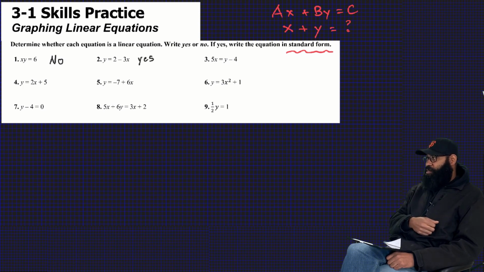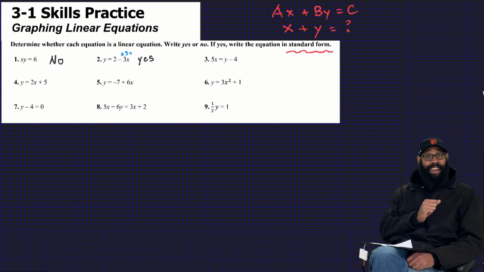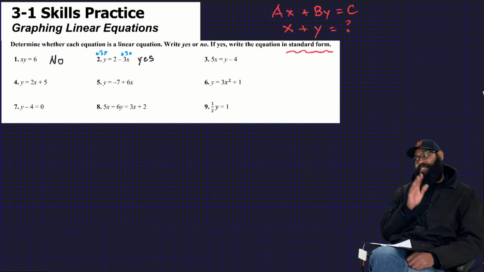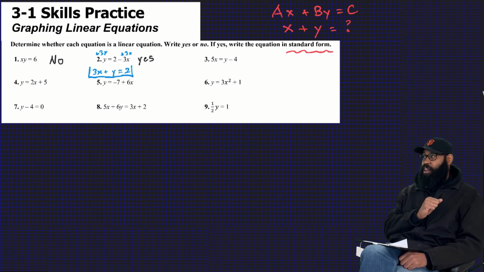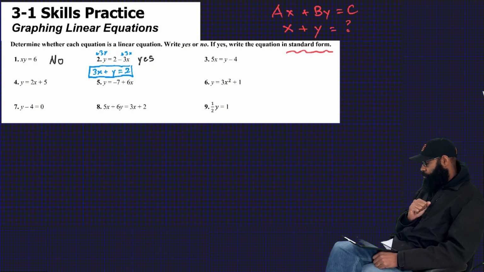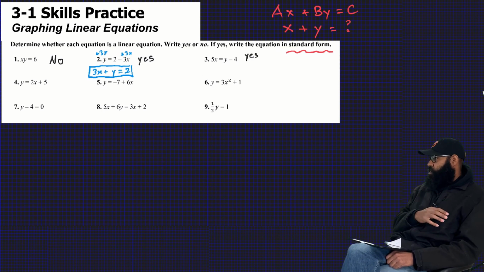Number 2, I put yes, but it's not in standard form. And the reason why I say it's not in standard form is because I recognize the negative 3x is on the right side. It needs to be on the left side of the equal sign. So the opposite would be to add 3x to both sides, therefore giving me 3x plus y equals 2. Standard form. Ax plus by equals c. A is 3, B will be 1, C is 2.